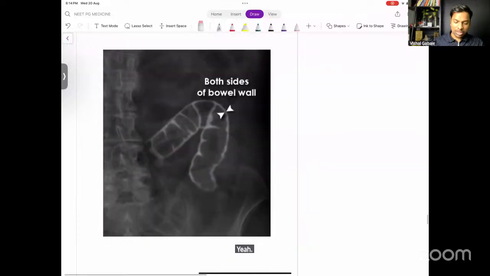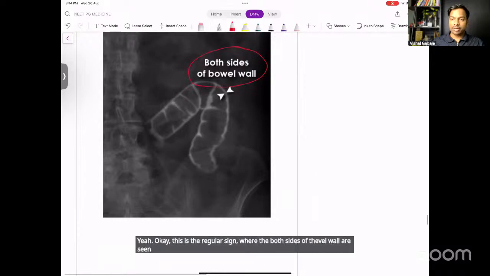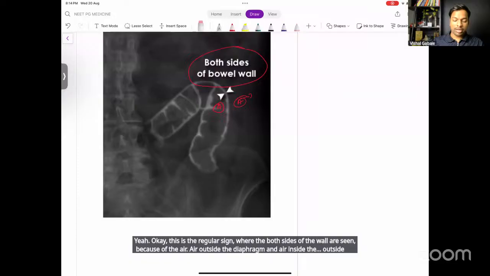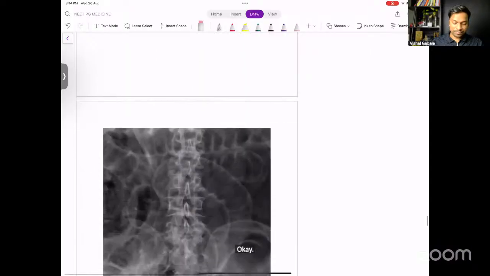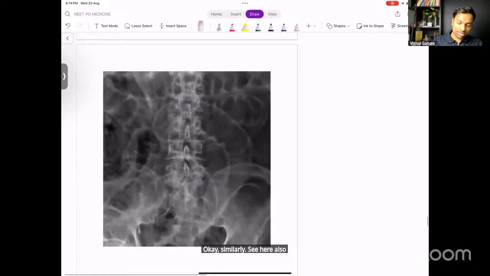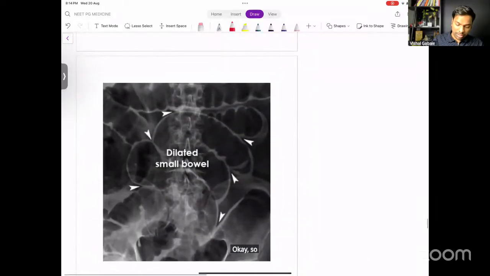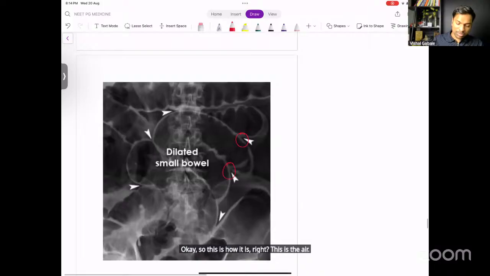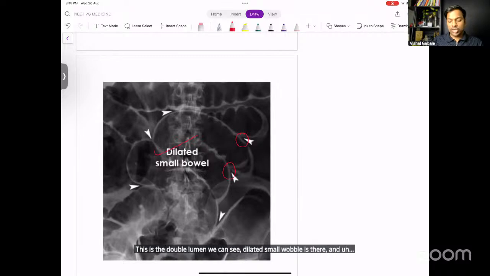So this is the Rigler sign, where both sides of the bowel wall are seen because of air outside the bowel lumen and air inside the bowel lumen. Similarly, here also you can see both sides of this lumen. Air, air. So this is how it is. This is the air, this is the double wall. We can see dilated small bowel is there, and this is again your Rigler sign.